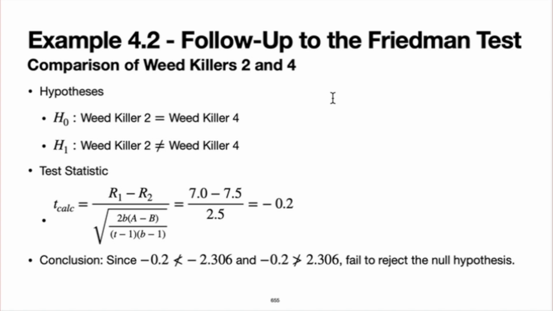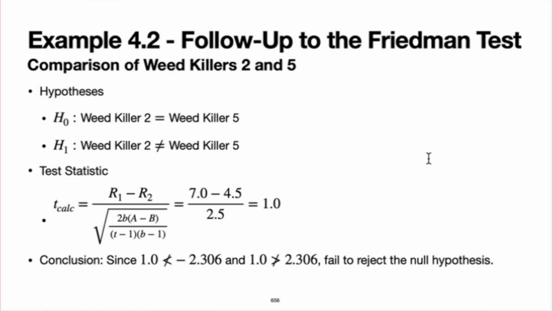Next, we compare weed killers 2 and 4. And the test statistic there is negative 0.2. Again, that is not less than negative 2.306, and it's not greater than positive 2.306. And so we fail to reject the null hypothesis. There is insufficient evidence at the 0.05 level of significance to conclude that weed killers 2 and 4 differ in terms of their effectiveness.